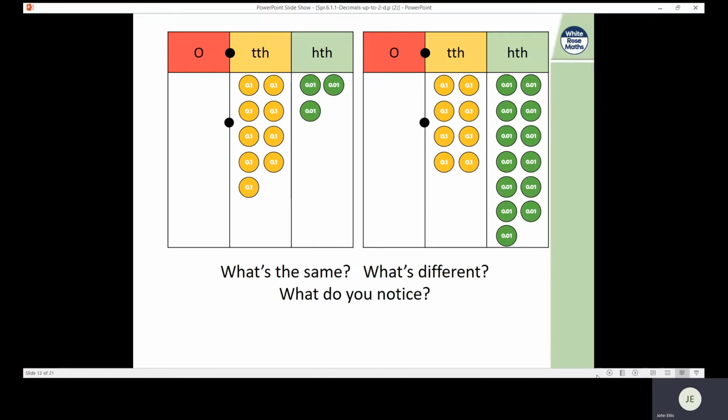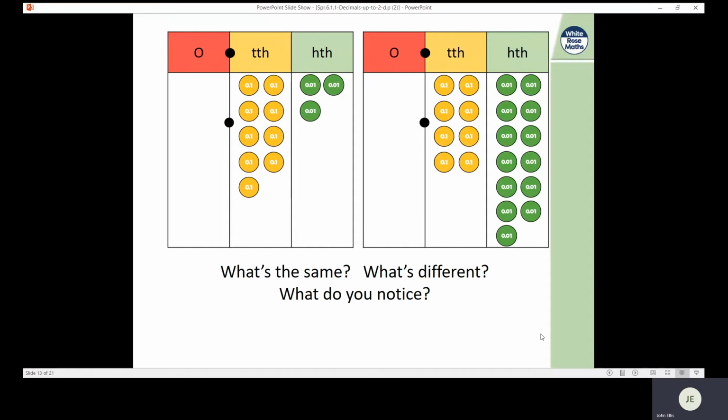Got 2 amounts here. What's the same about them? What's different about them? And what do you notice? Pause the video, have a look, go from there. One of the things you may notice is that they both have tenths, they both have hundredths. And they both are a decimal number, so that's something that's the same. What's different? This one has more tenths than this one, and this one has more hundredths than this one.